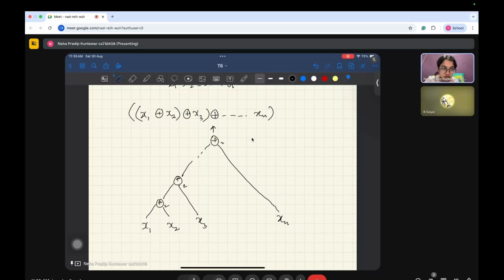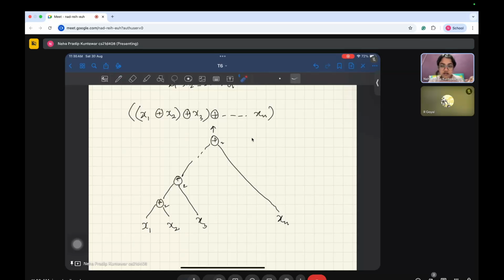For two, I would be requiring one. So on every level, we are using this one XOR. And since we are having n such inputs, two at a time, how many pairs are possible? So n choose two pairs are possible, so I would be requiring n times n minus one by two of the gates.